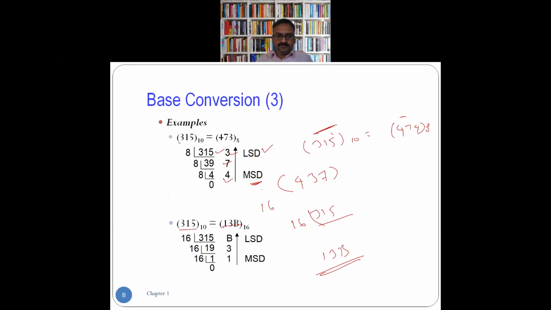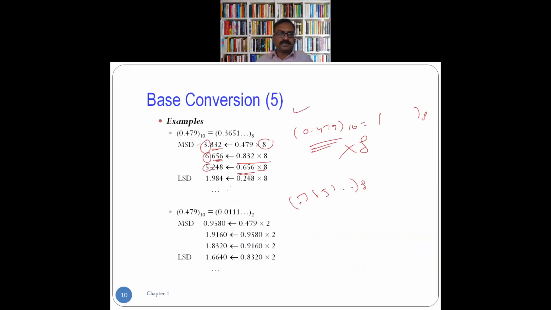So when converting integers, the first is the LSD and the last is the MSD. In the case of fractions, the lower one is the LSD and the first one is the most significant digit.